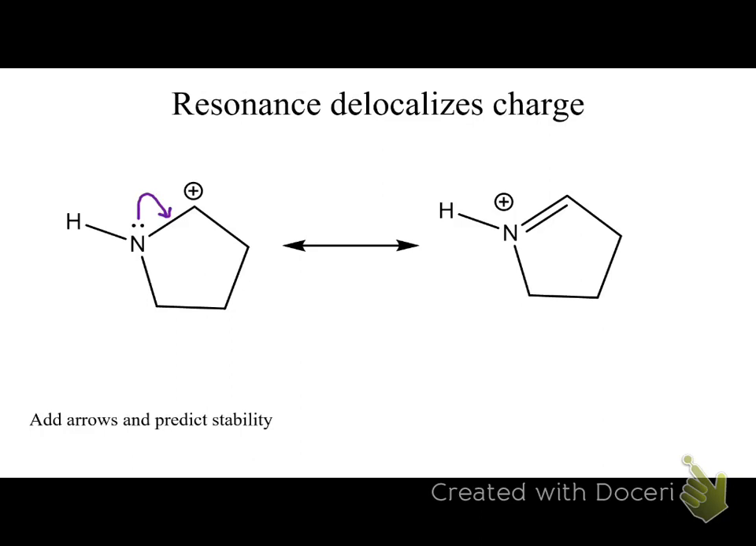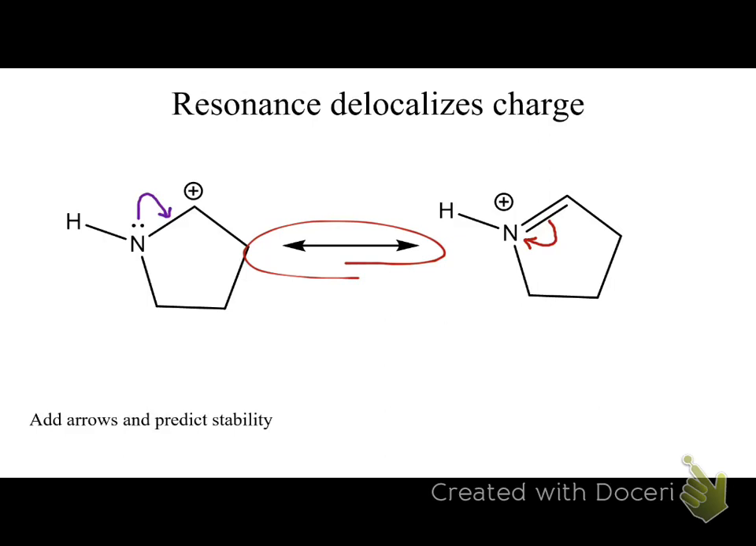These resonance structures go both ways, so if I were to go in the other direction, I could take this pair of electrons and move it back like that. So this resonance is a back and forth kind of idea. You could go either way. You notice in one of the structures, the positive charge is on the nitrogen, and in the other one, the positive charge is on the carbon, right?